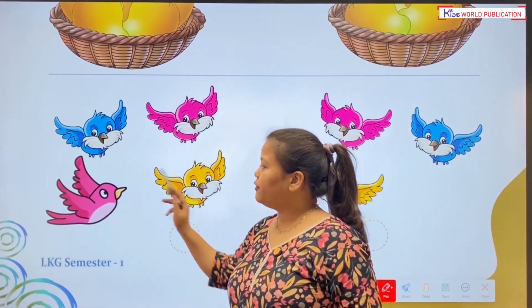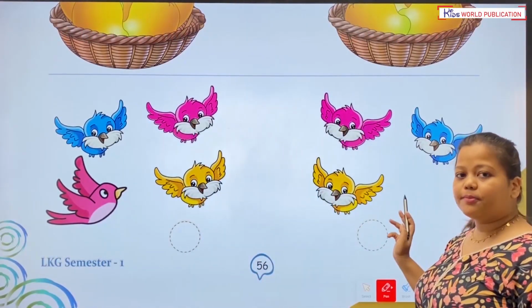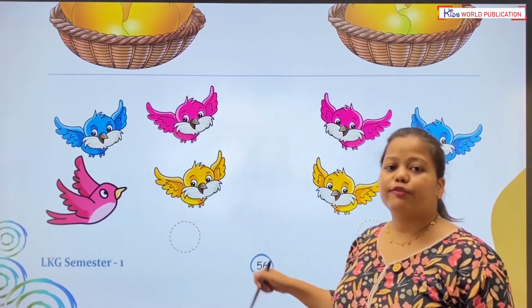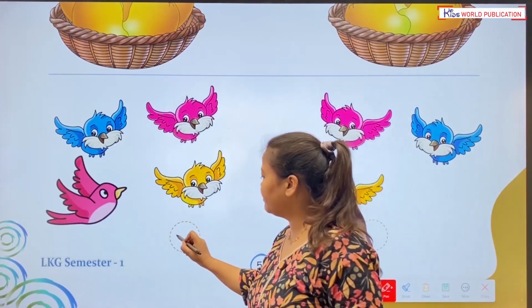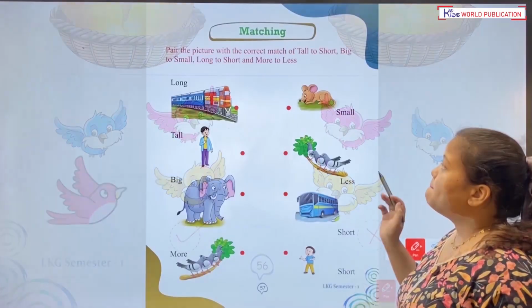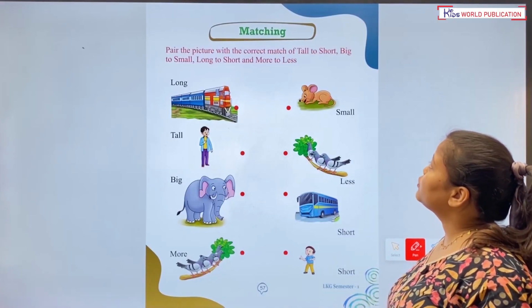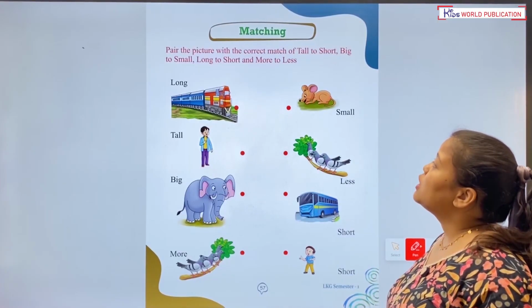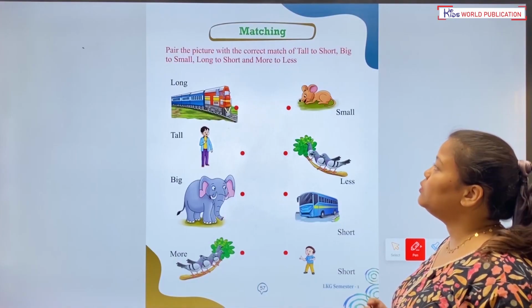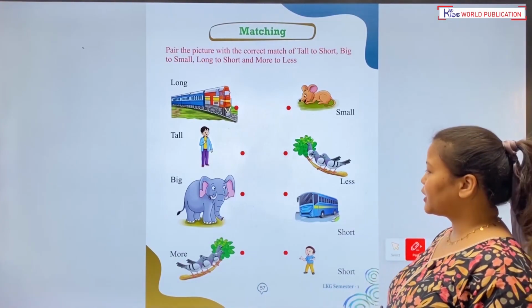1, 2, 3, 4. 4 birds this side. 1, 2, 3. 3 birds this side. So 4 birds are more, so we will tick it, and 3 birds are less, so we will cross it. Matching. Pair the picture with the correct match of tall to short, big to small, long to short, and more to less. So kids, let's pair the pictures.